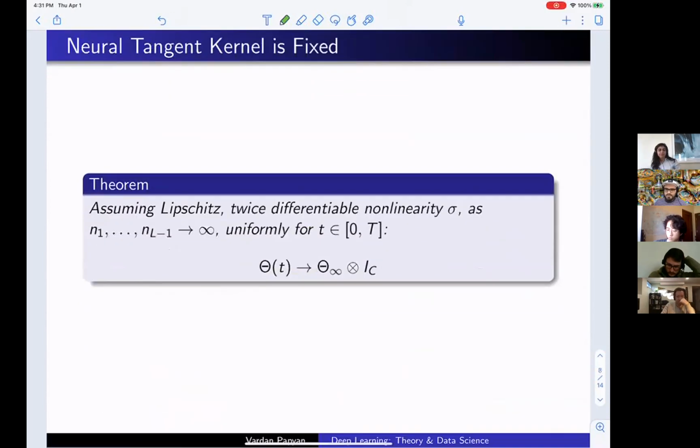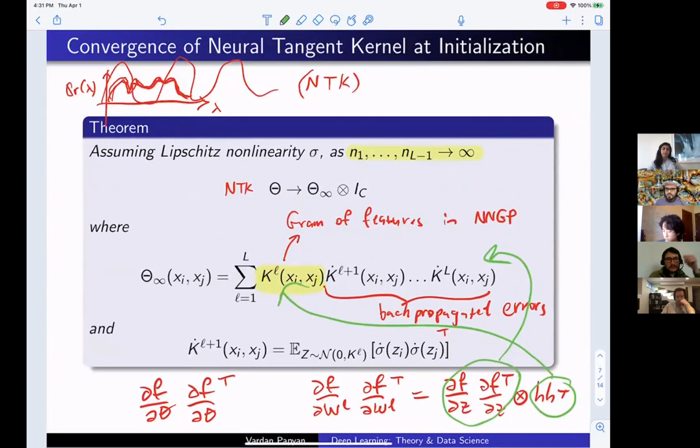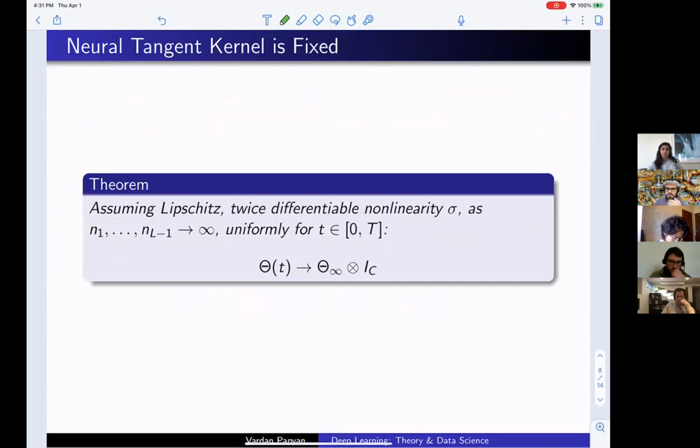Now, Tristan touched on a very important point, which is that this statement is for initialization, but we don't actually care about initialization. We care about what happens with training. And so this is where this theorem comes into play. What this theorem says is, assuming that the activations are Lipschitz and twice differentiable, then as the width tends to infinity, uniformly over t, this NTK tends to this infinite limit.